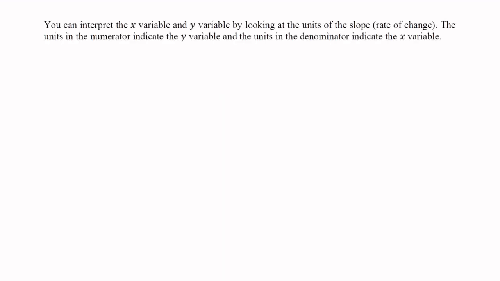You can interpret the x variable and the y variable by looking at the units of the slope, or the rate of change. The units in the numerator indicate the y variable, and the units in the denominator indicate the x variable, because we have rise over run, change in y over change in x.